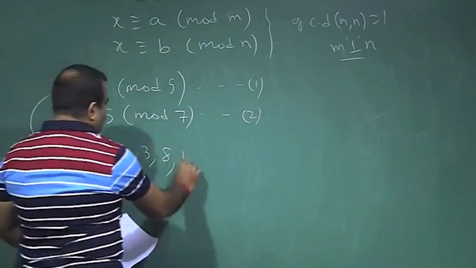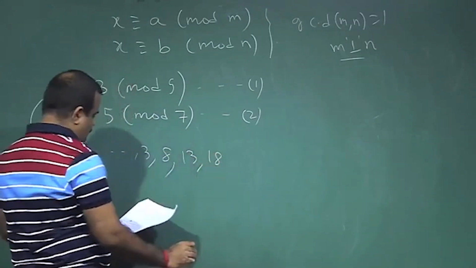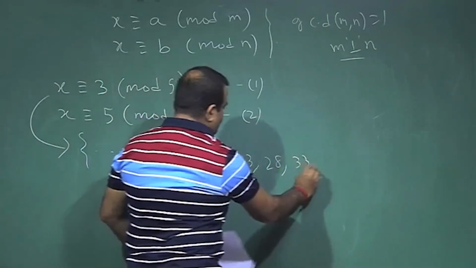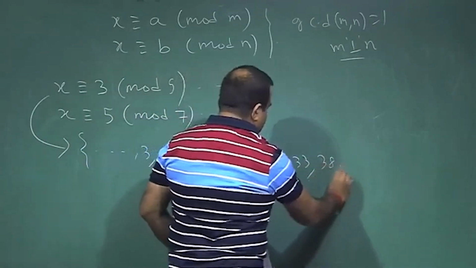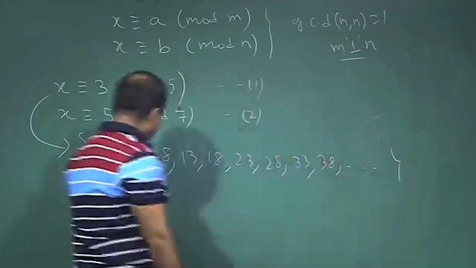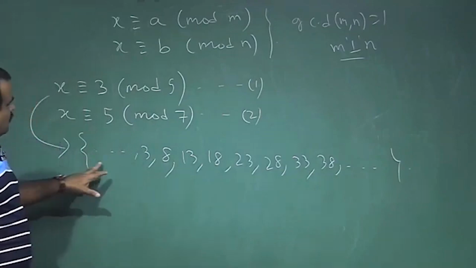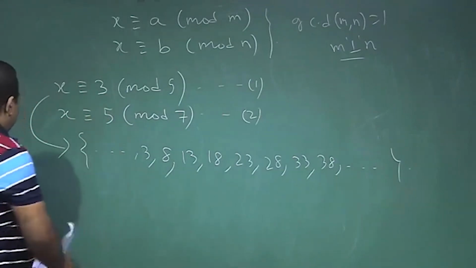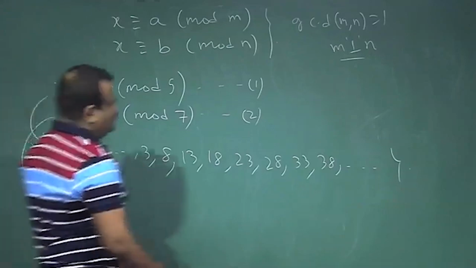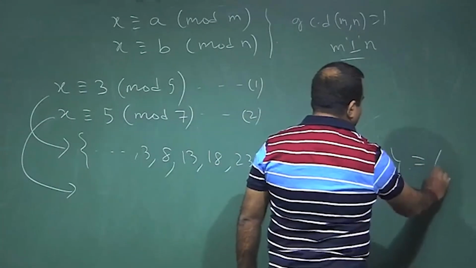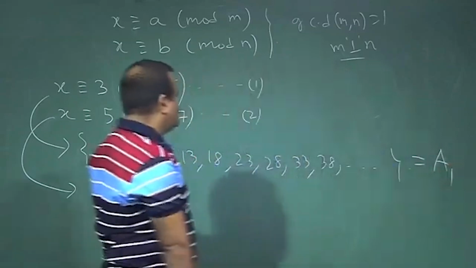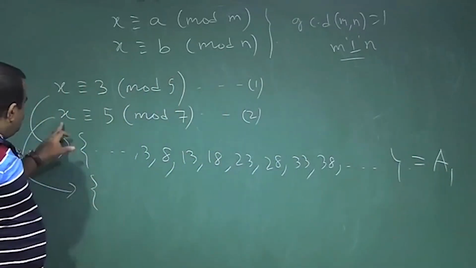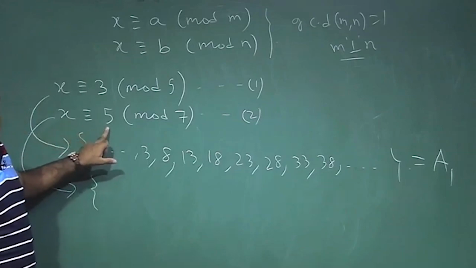So 3, 8, 13, 18, 23, 28, 33, 38, and so on. So this is all the x which satisfy equation 1. Okay. Now similarly, this is say set A1. So this is all the x satisfying equation 1. Similarly, we can find all the x which satisfy equation 2.